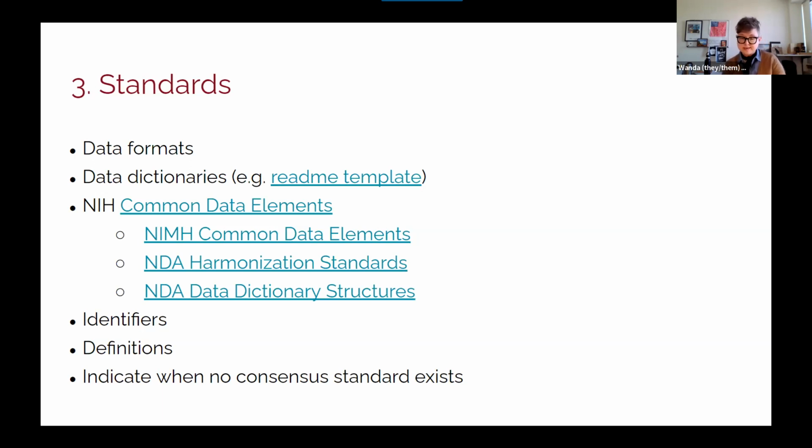It is a standardized, precisely defined question that is paired with a set of specific allowable responses that is used systematically across different sites, studies, or clinical trials to ensure consistent data collection. Standards also include things like identifiers such as DOIs and definitions. Finally, when no clear consensus standards exist, you should note that as well in your DMSP.